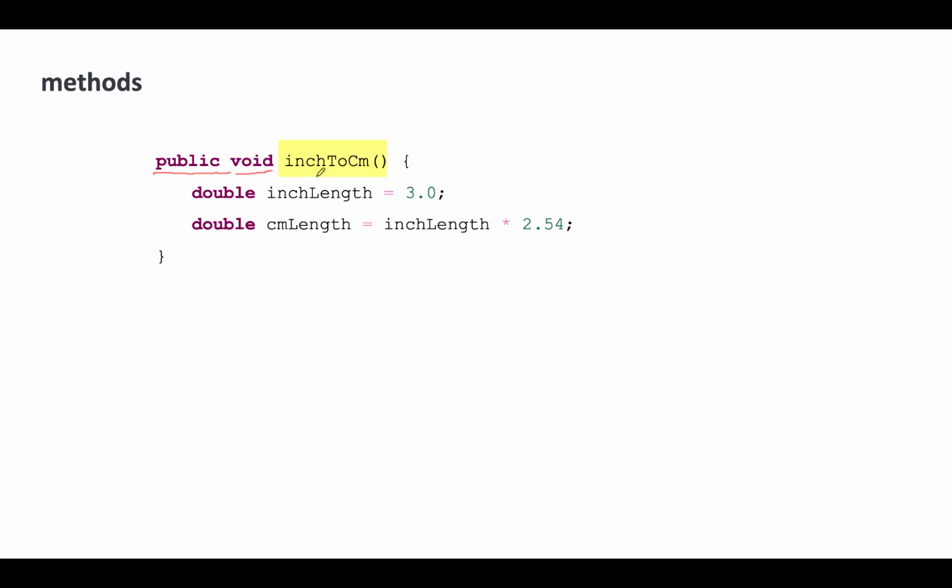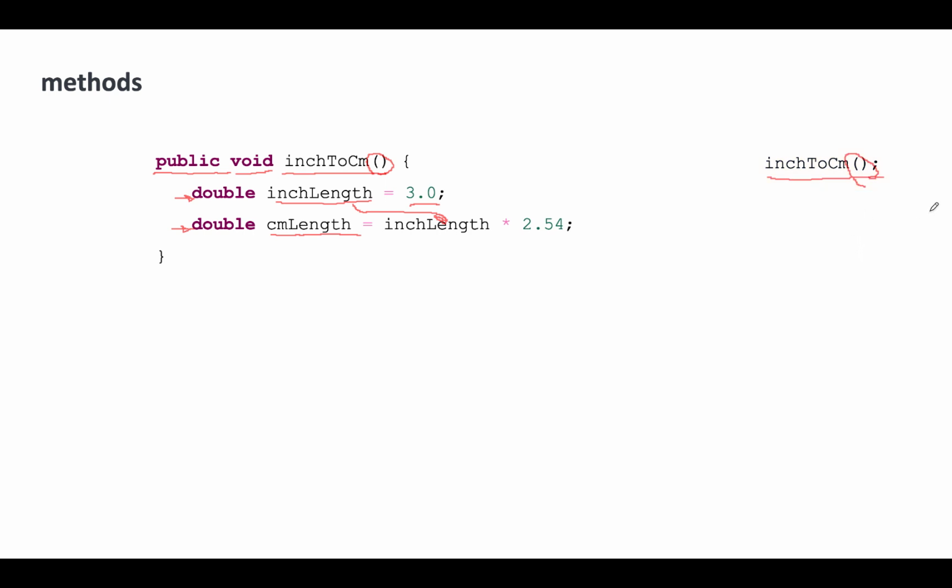Now, void is a placeholder, and we'll see what this means in the next example. Then we have the method name, inch to centimeters, followed by parentheses. They're empty. And then we have the curly braces to create the code block for this method. Inside it, we see a variable declaration, right? It's a type double called inch length, and it's set to 3.0. And another variable double centimeter length. And what it does is it takes the inch length from the top here, right? Multiply that by 2.54 and assign it to centimeter length. So that's it. So this is all this method does. And in order to call it, you need to do this, right? Just call it by its name and followed by parentheses and semicolon.